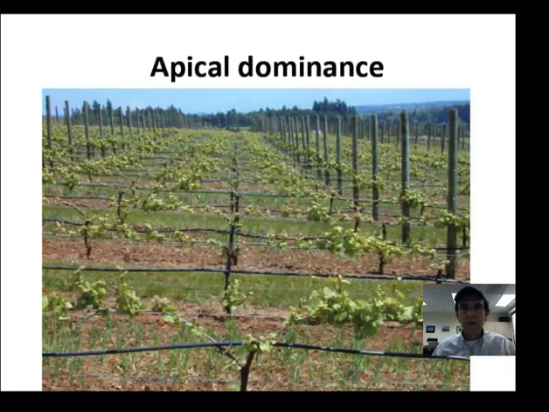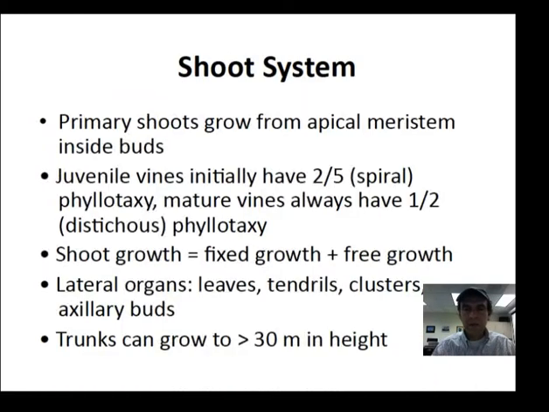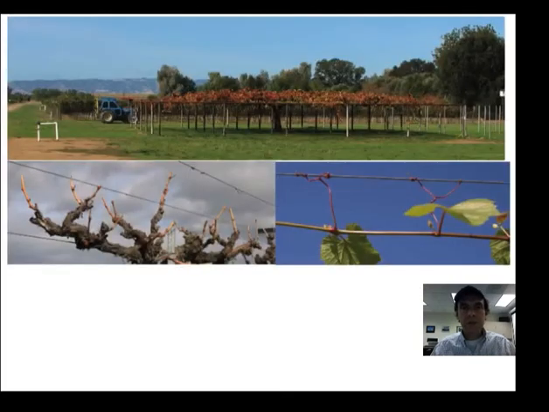We also have a phenomenon called apical dominance that is caused by IAA, a hormone, and it's important for grapevines because they tend to grow high, so they search for light. And for that function, the grapevines develop tendrils, leaves, and clusters.